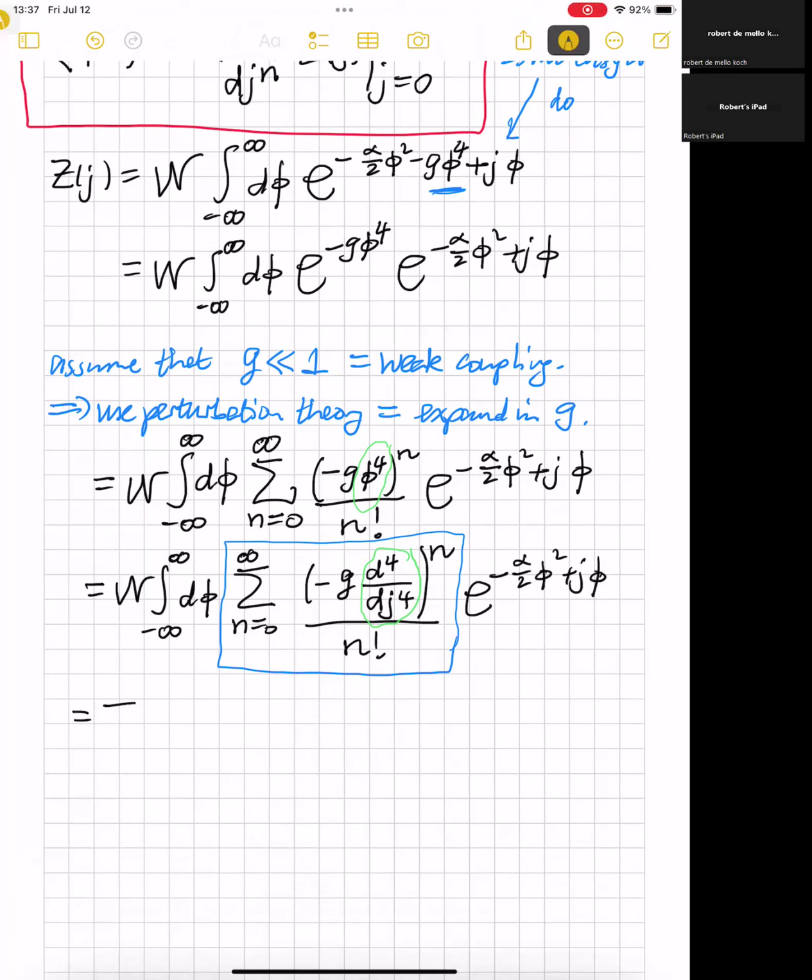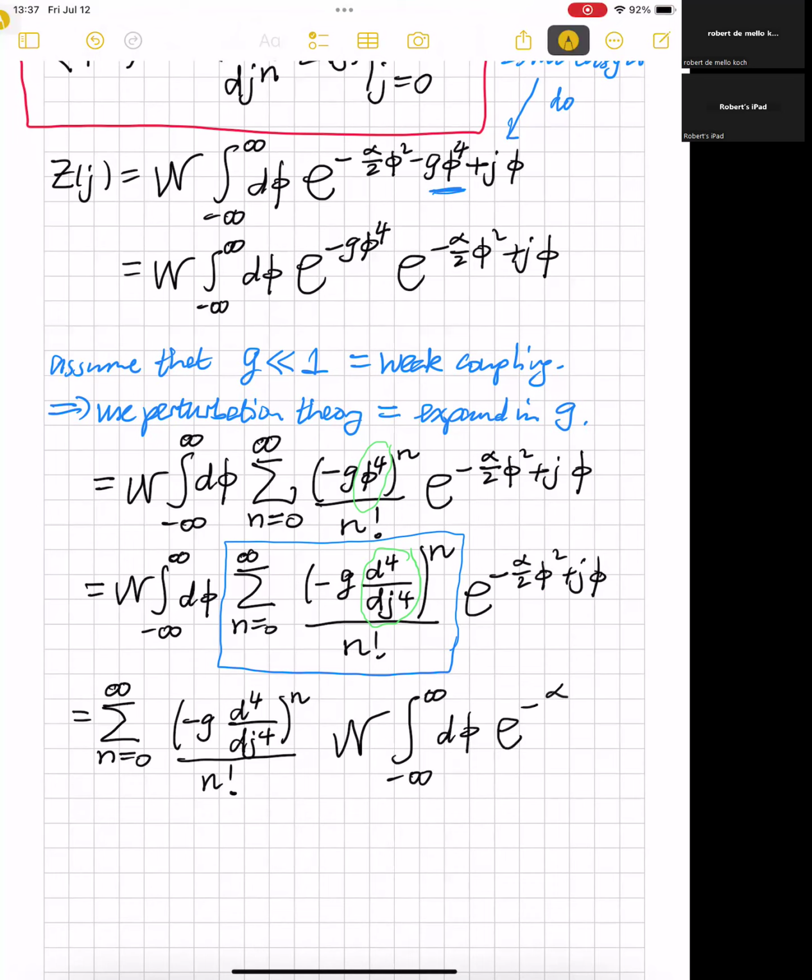So now I've got a sum from n equals 0 to infinity. I've got minus g d4 over dj4 raised to the power of n over n factorial, and this acts on an integral from minus infinity to infinity, d phi, e to the minus alpha over 2 phi squared plus j phi.